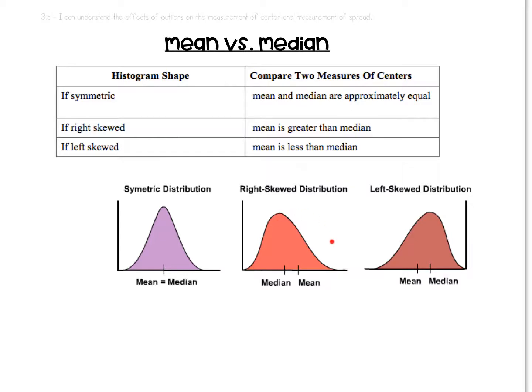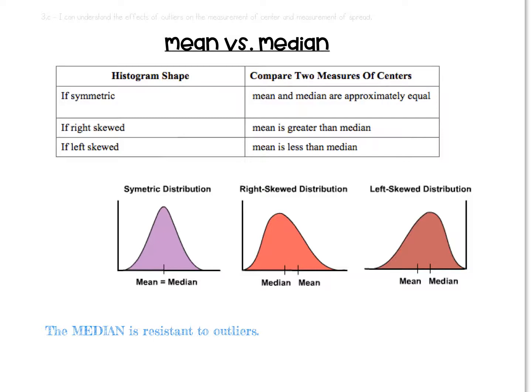So if the tail's to the right, then the mean is going to be higher than the median. And if the tail is to the left, then the median will be higher than the mean. And we're going to talk about this idea of resistancy. The median is resistant to outliers.